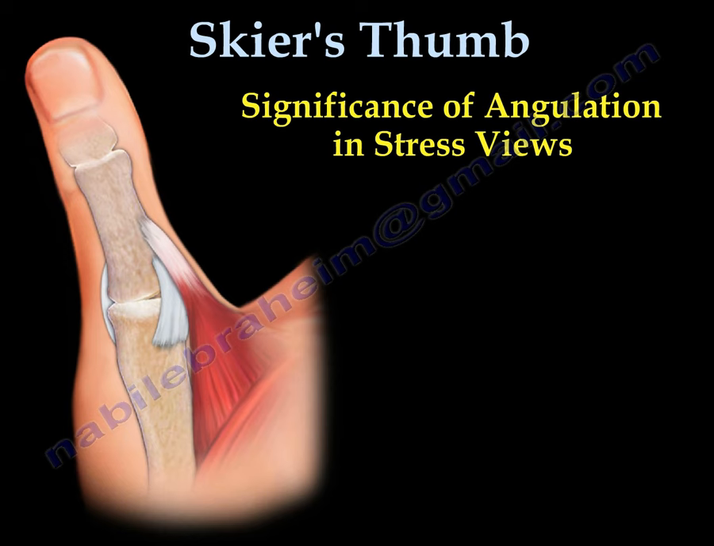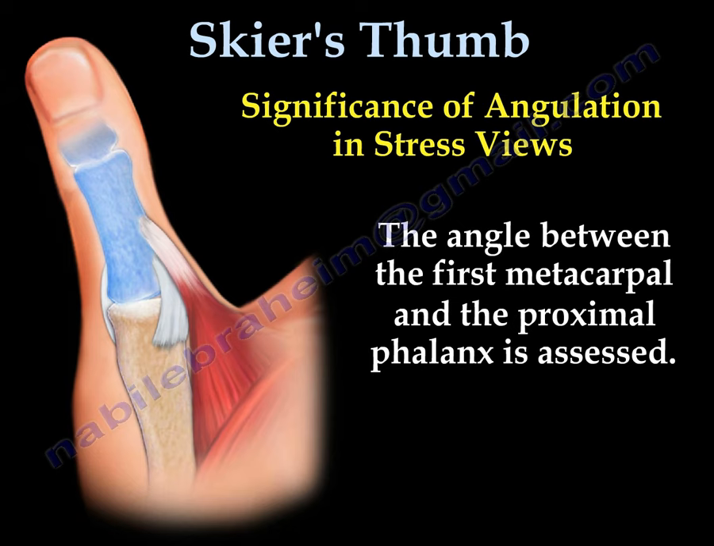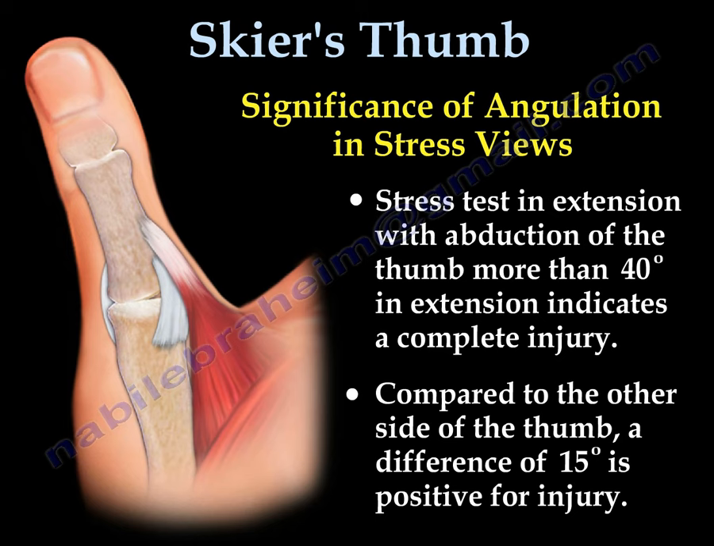Significance of angulation in stress views. The angle between the first metacarpal and the proximal phalanx is assessed. A stress test in extension with abduction of the thumb more than 40 degrees in extension indicates a complete injury. Or, compared to the other side, a difference of 15 degrees is positive for the injury.